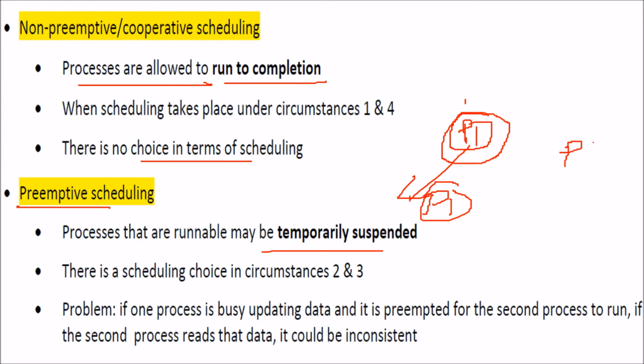Now you put P2 inside. So now P2 has taken the place of P1. P2 is on the CPU and is under execution. Now P2 wants to process or view the data of P1, but P1 was not properly updated, so there will be inconsistency in what P2 will be viewing.